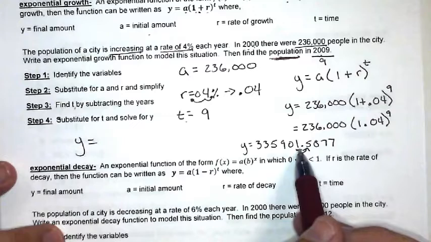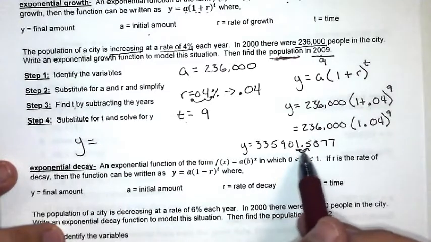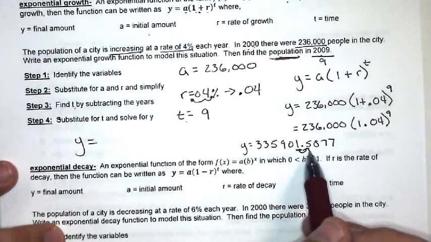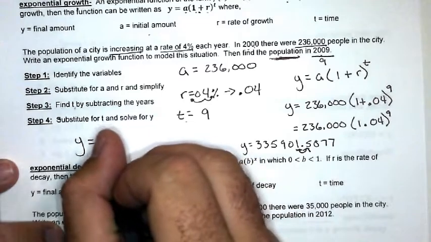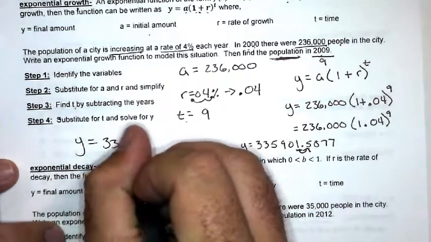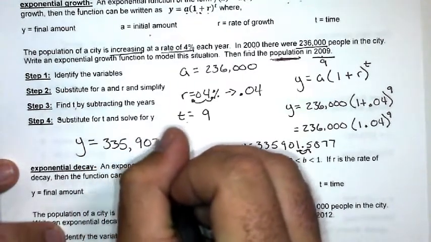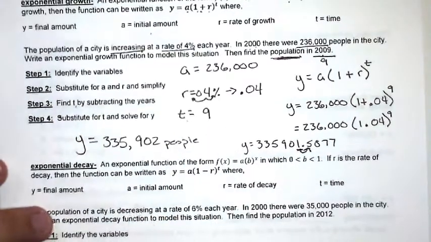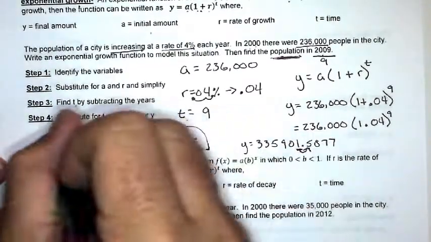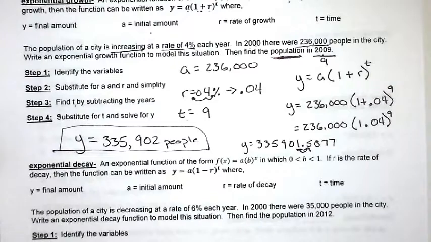If the number to the right of where I'm rounding to is 5 or more, we will add one more. So it's going from 1 to 2. 3, 3, 5, 9, 0, 2, and then we put our label: people. We're talking about people. It's all about the peeps.